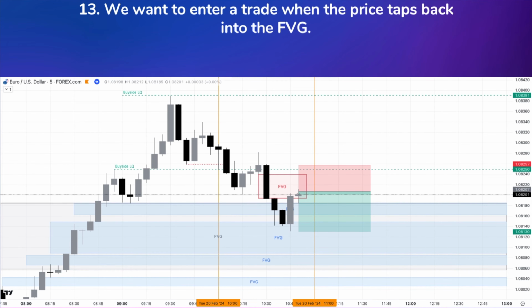We want to enter a trade when the price taps back into that fair value gap. And here we see it happening. The price went lower and then it actually came back higher and tapped into that fair value gap. This is a good moment to enter our trade. We're going to set our stop loss and our take profit.